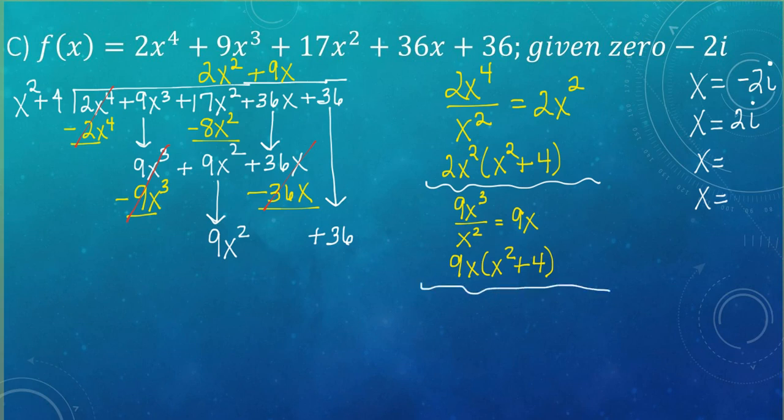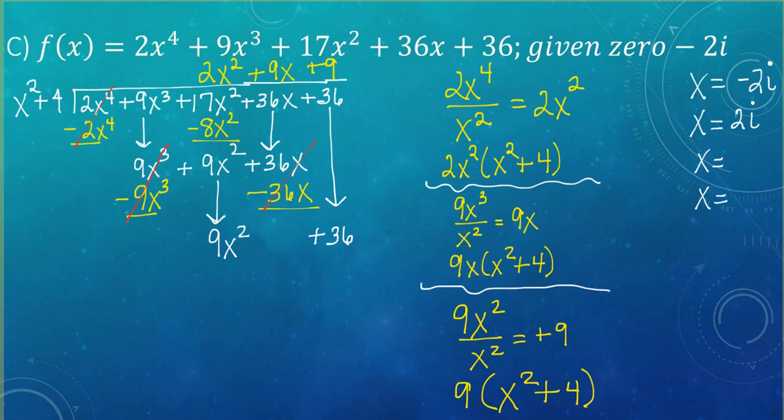Remember, when you're doing long division, if you don't end with a remainder of zero, something is wrong, because that is what the factor theorem says. When you're dividing by a factor, your remainder should be zero. So we're going to take 9x squared and again divide it by x squared. That's going to give us a positive 9. I'll put that at the top. Then we take positive 9 and multiply it by x squared plus 4, which gives us 9x squared plus 36. We do our two sign changes and we end with our remainder of 0.